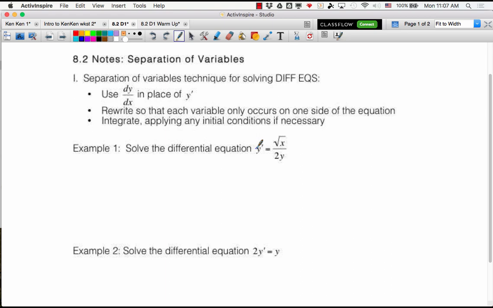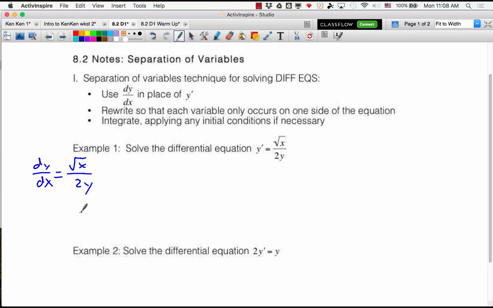The reason for that is because dy and dx have two different variables, don't they? So we're going to say dy dx equals square root of x over 2y. Now the goal is to get all the y's on one side and the x's on the other side. You want your dy and your dx eventually on different sides, but you don't want those in denominators. If you've got a dy in the denominator, you have to get it to the other side. A quick tip.